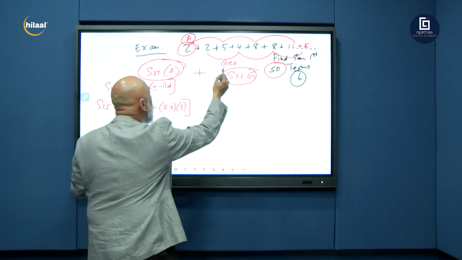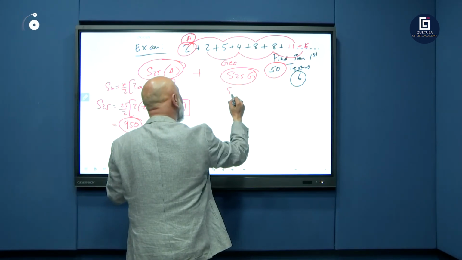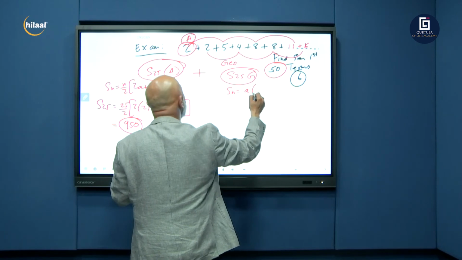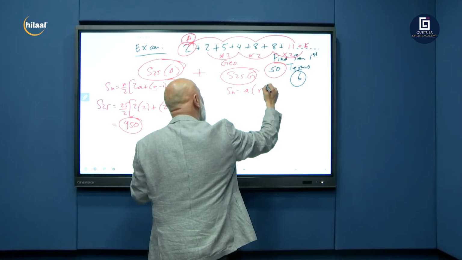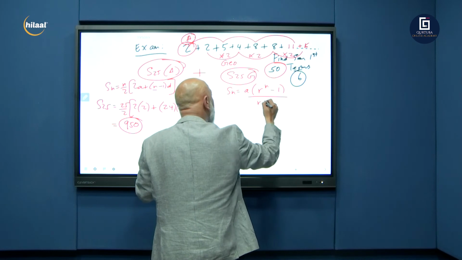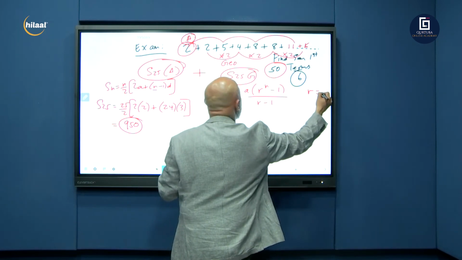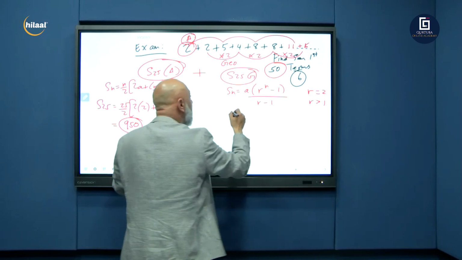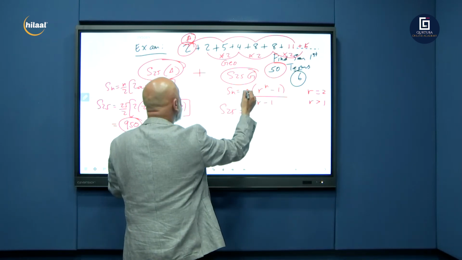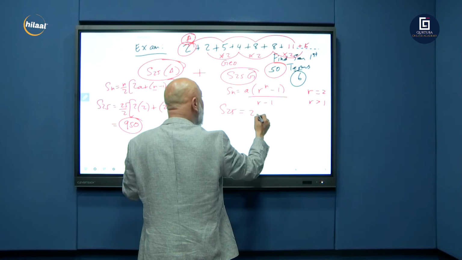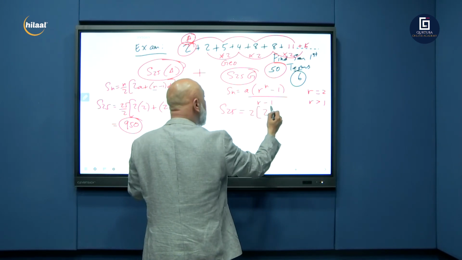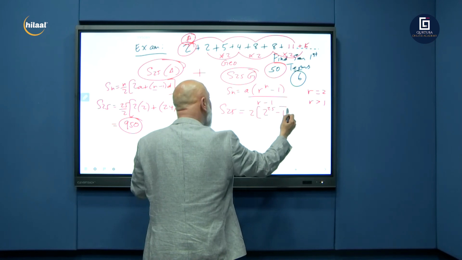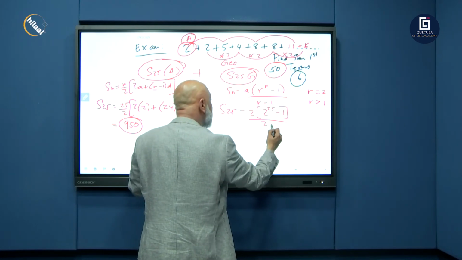Now let's do S25 in the geometric. So here, Sn equals a into, you're multiplying by 2, multiplying by 2, multiplying by 2. So it's a into r to the power n minus 1 over r minus 1, because r is equal to 2 and r is greater than 1. So S25 is equal to, what's your first term here? 2 in your geometric. Into, what's your common ratio here? 2. So it's 2 to the power 25 minus 1 all over 2 minus 1.